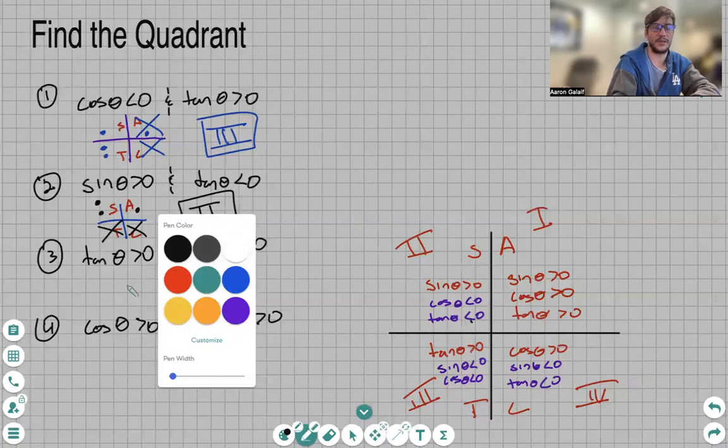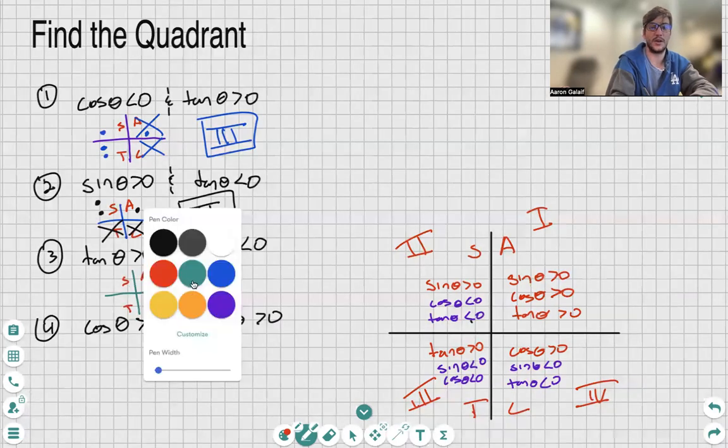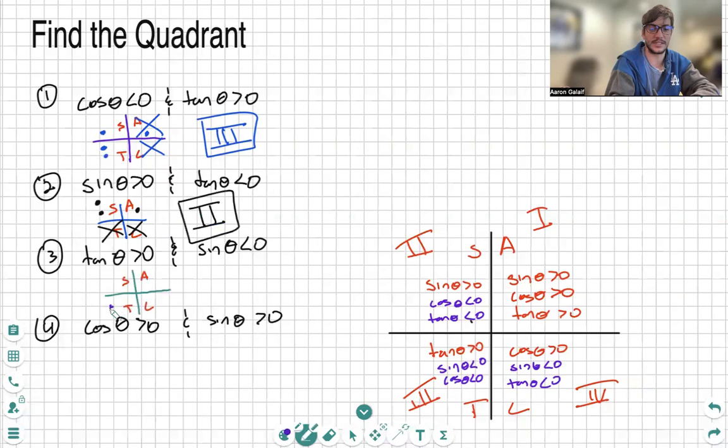Easy stuff. Next, we draw a little graph. We write down our All Students Take Calculus. Where is tangent of theta positive? Tangent of theta positive is here in the third quadrant and the first. We cancel the second and the fourth. Where in those two quadrants is sine also negative? In the third quadrant, where only tangent is positive. Thus, we see we are again in quadrant 3.